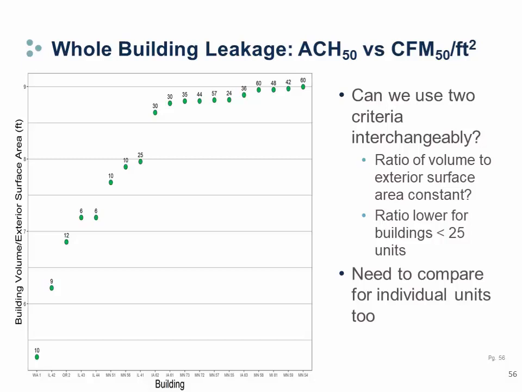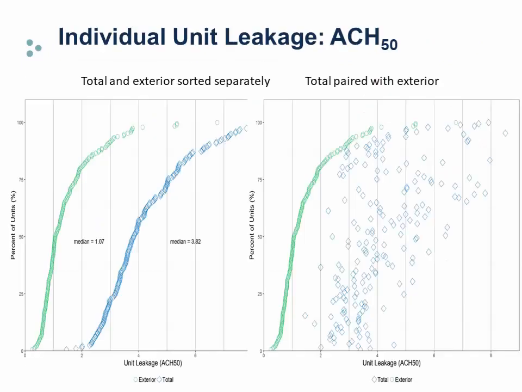looking at buildings less than 25 units. The ratio is much lower and far less consistent than buildings with more units. Because of this, a smaller building with a higher ACH 50 might actually have the same or better CFM 50 per square foot surface area as a larger building with a lower ACH 50 result.